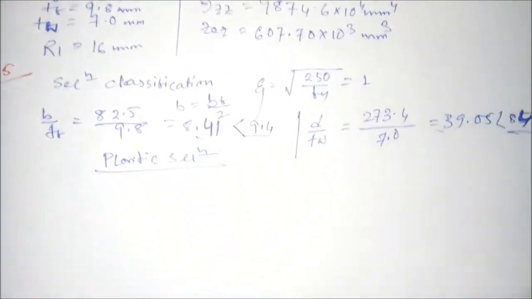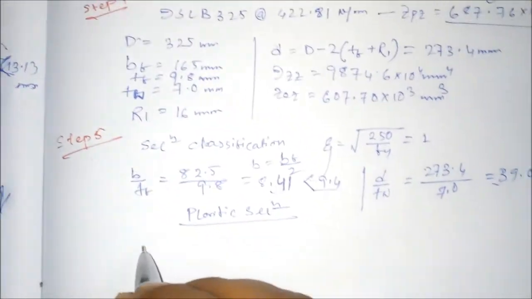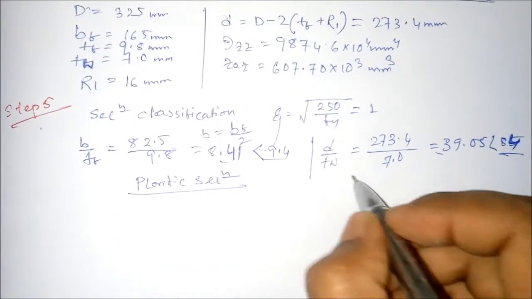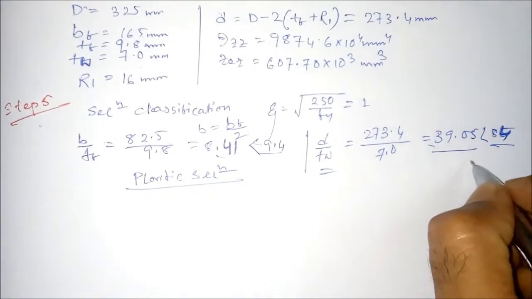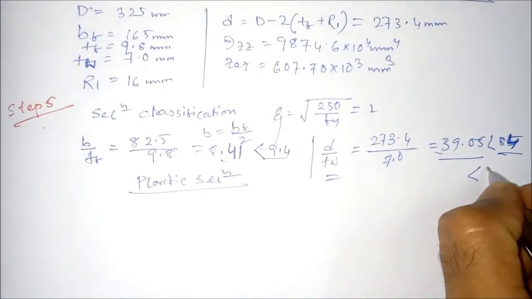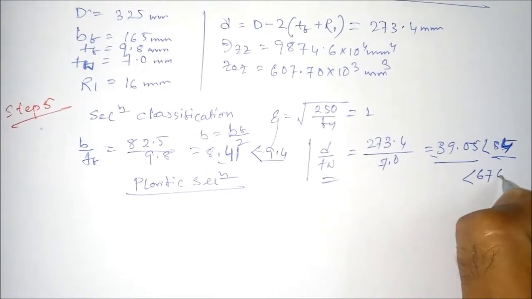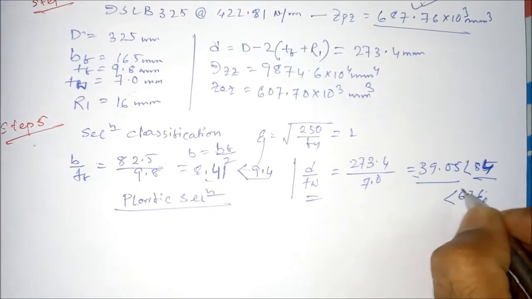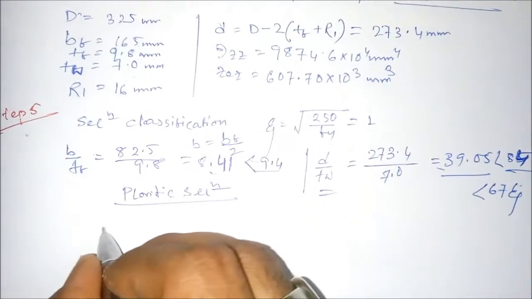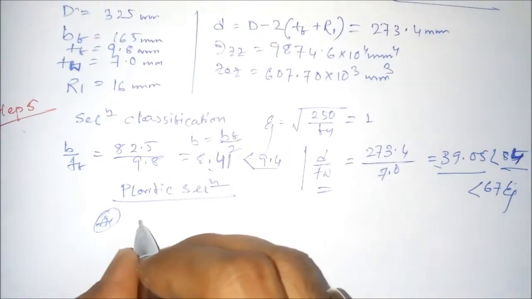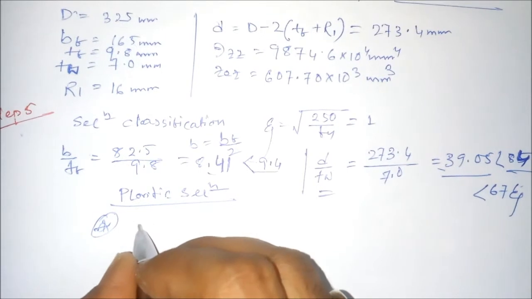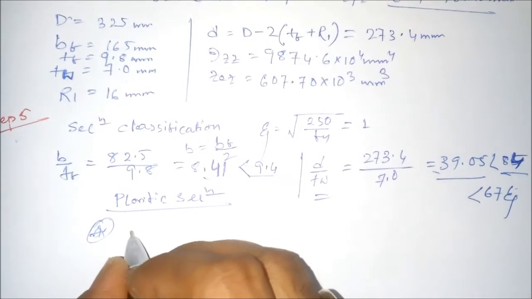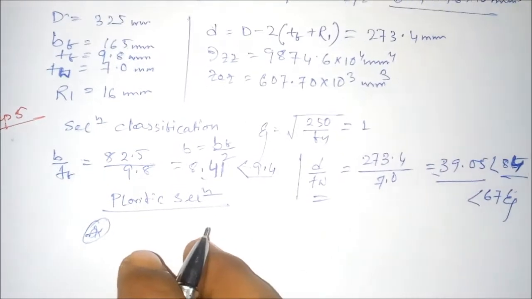So this is plastic section. And again you can see on another thing that this ratio d by tw is lesser than the value 67 epsilon, as because epsilon is 1, so this is also lesser than this. So we can also say that the shear buckling check for web is not required, right. So web buckling may not be checked.